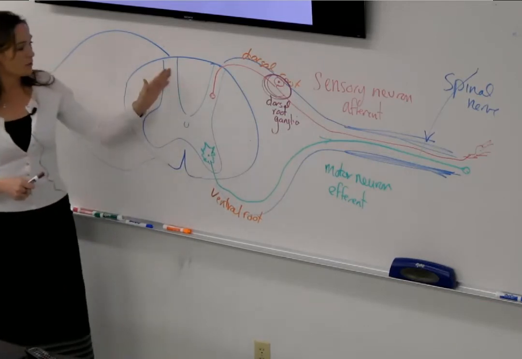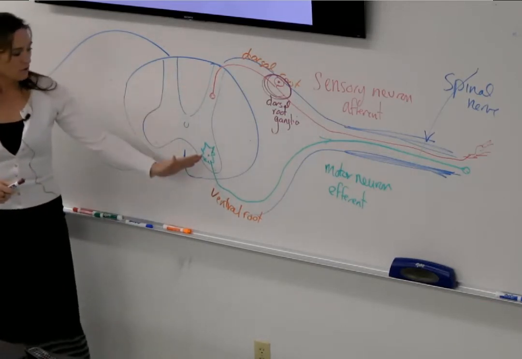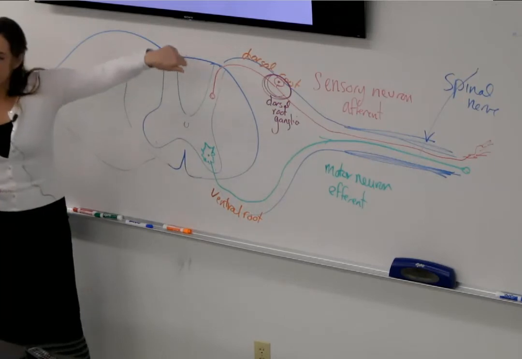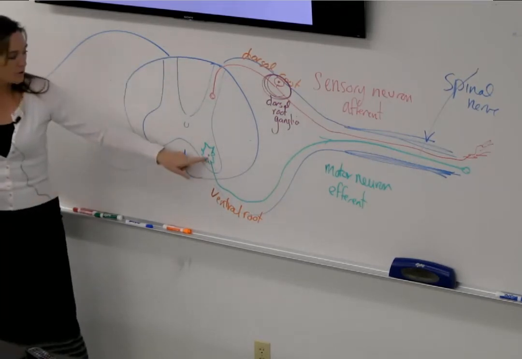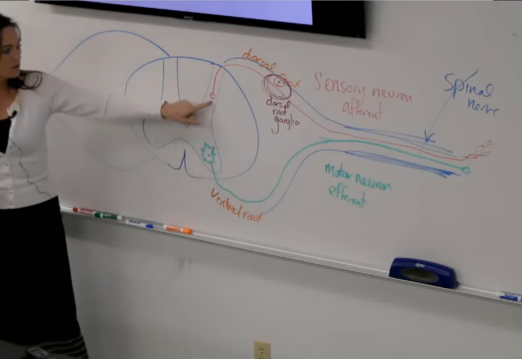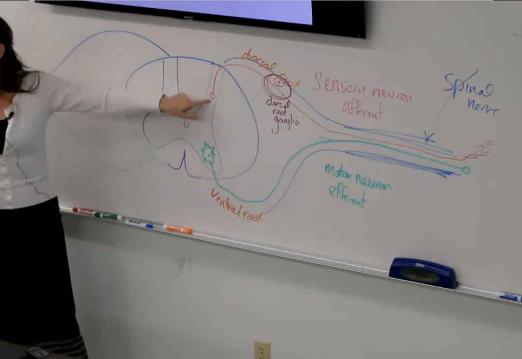So you need the posterior horn and anterior horn. As far as putting a neuron with it, the anterior horn has motor neuron cell bodies. The posterior horn has axon terminals for sensory.